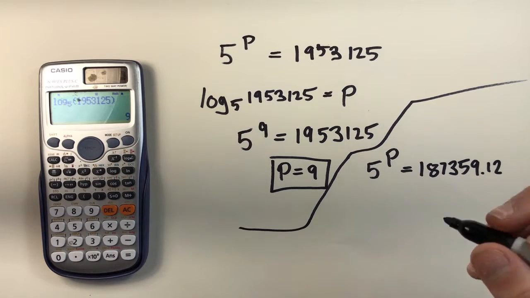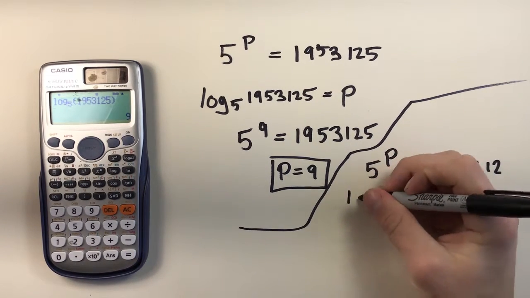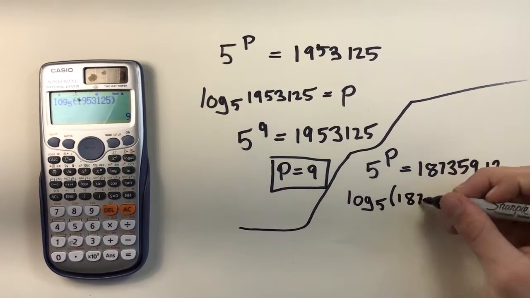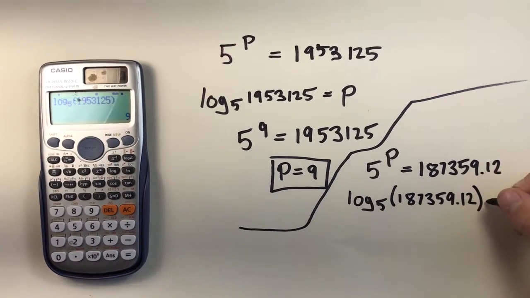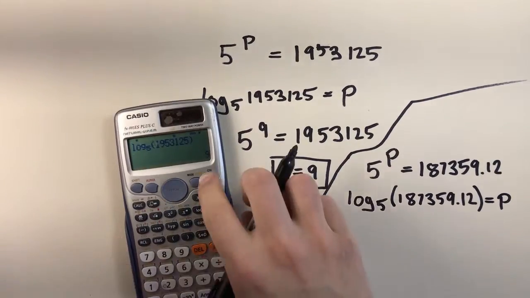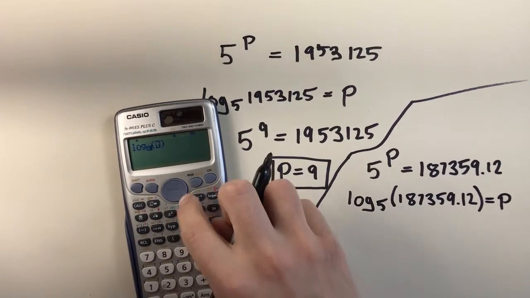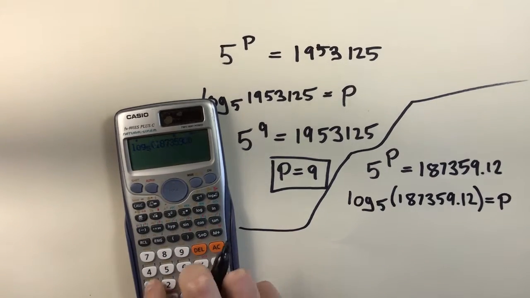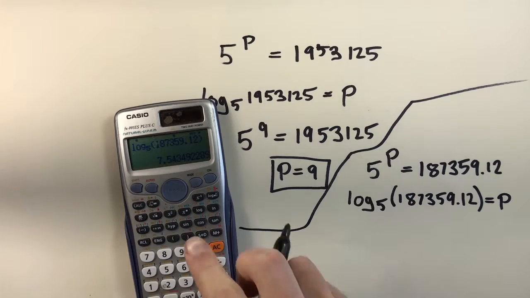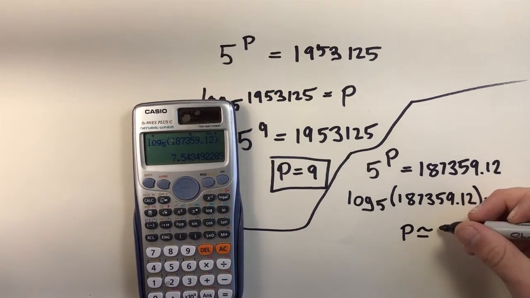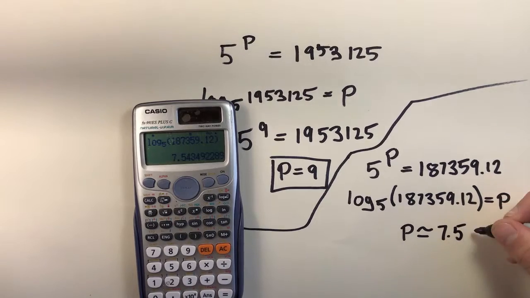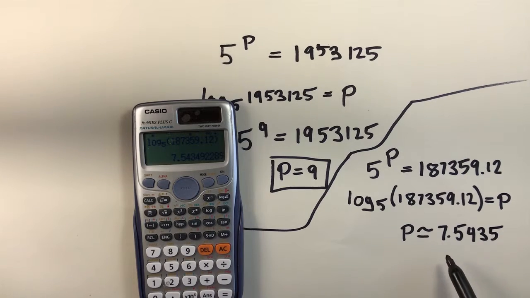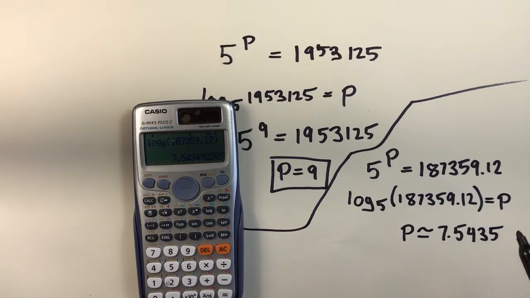So, let's put it in the logarithmic form. Log base 5 of the number will give us p. Using this, log base 5 of 187,359.12. There it is. P equals 7.5435. 5 to the power of 7.5435 gives you that number.